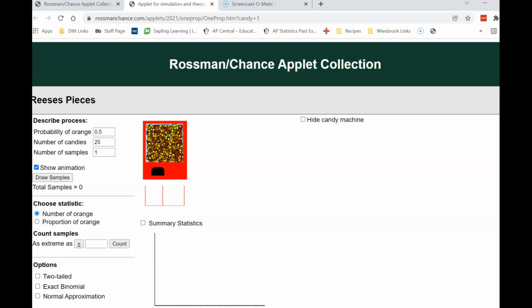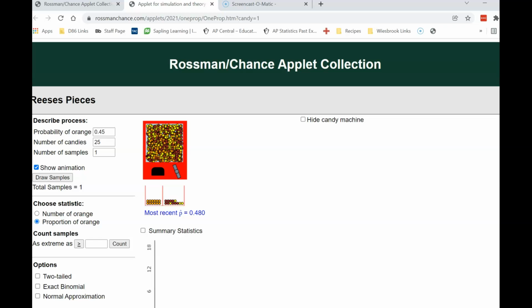But in part A, it says click on the Draw Samples button. An animated simple random sample of n equals 25 candies should be dispensed. Okay, so my probability of getting orange was actually 0.45. And I'm going to change this right here to proportion. So if I draw samples, it does one sample of 25. And in that sample, you can see the proportion of success or the proportion of orange candies. It wasn't exactly 0.45. Every sample will be slightly different.